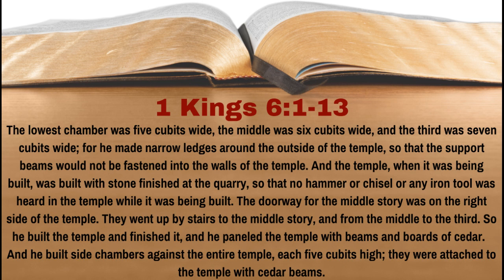And the temple, when it was built, was built with stone finished at the quarry, so that no hammer or chisel or any iron tool was heard in the temple while it was being built. The doorway for the middle story was on the right side of the temple. They went up by stairs to the middle story, and from the middle to the third. So he built the temple and finished it, and he paneled the temple with beams and boards of cedar. And he built side chambers against the entire temple, each 5 cubits high. They were attached to the temple with cedar beams.